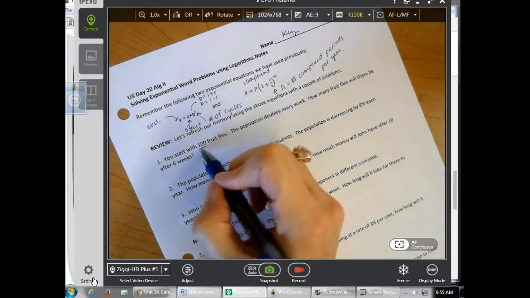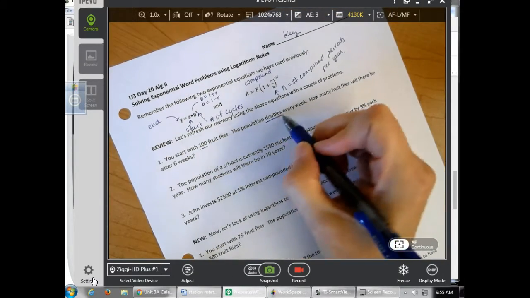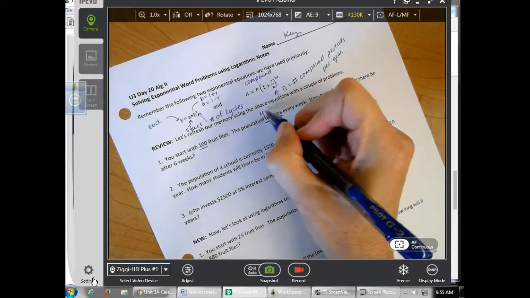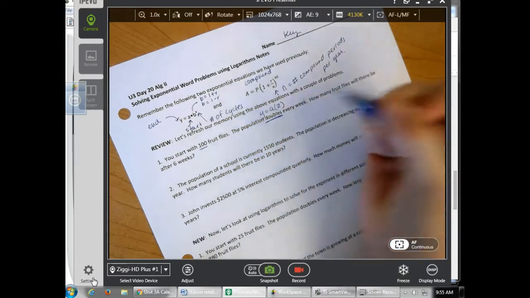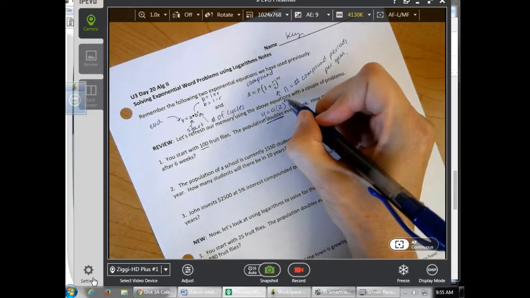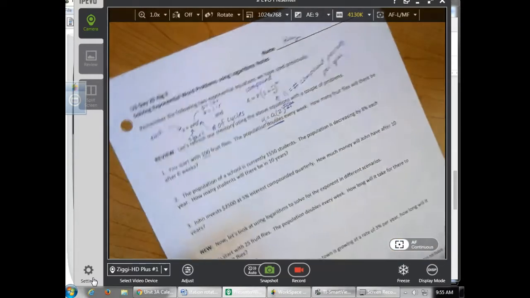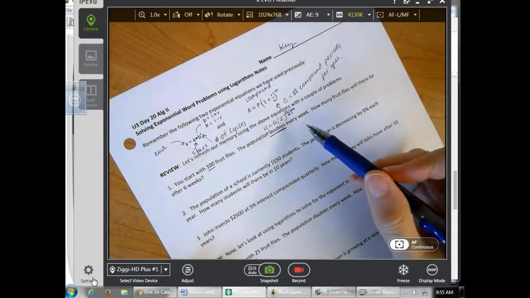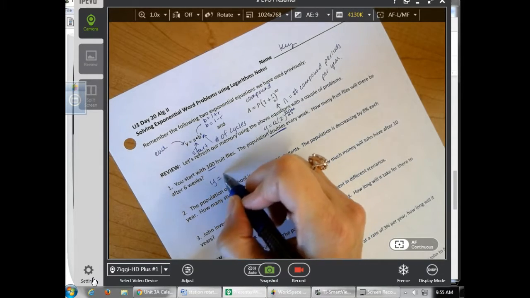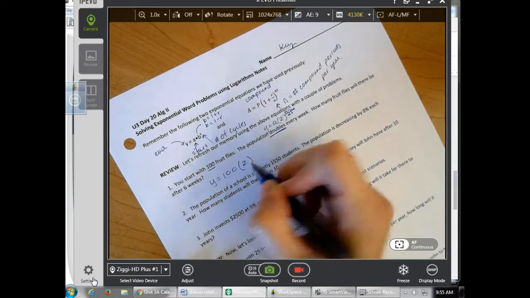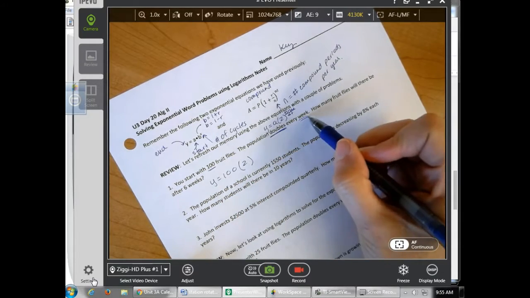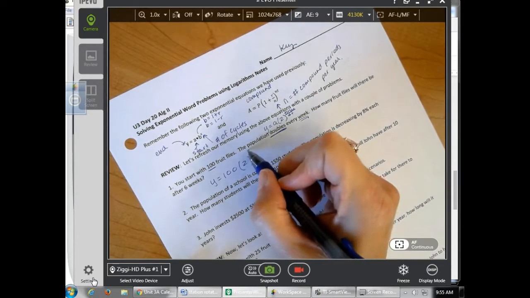You start with 100 fruit flies. The population doubles. So this is a doubling scenario. We talked about this in class as well. And that means I'll have time divided by my double time. And I'll kind of show you what that means. So how many fruit flies will there be after 6 weeks? So you start with 100 fruit flies. They double, and it doubles every week. So how many do you have after 6 weeks?